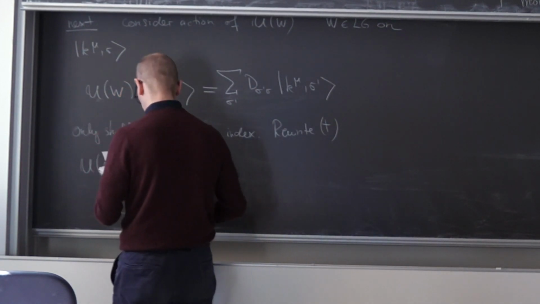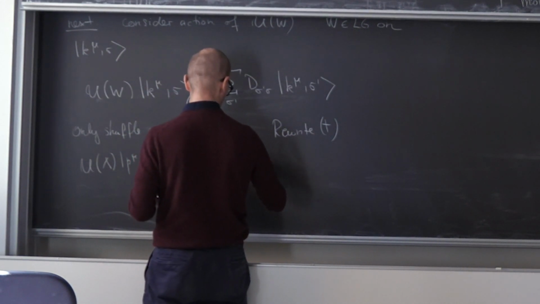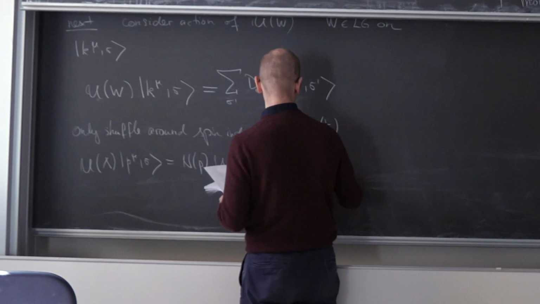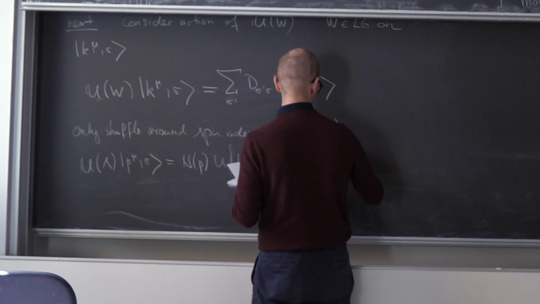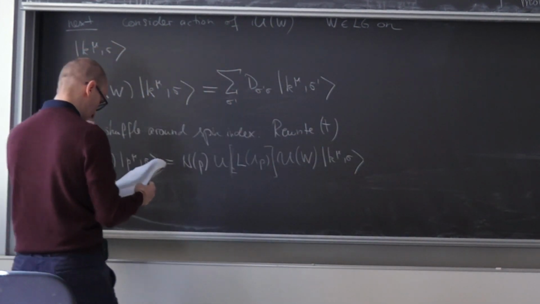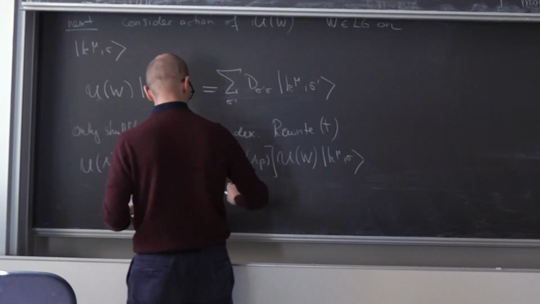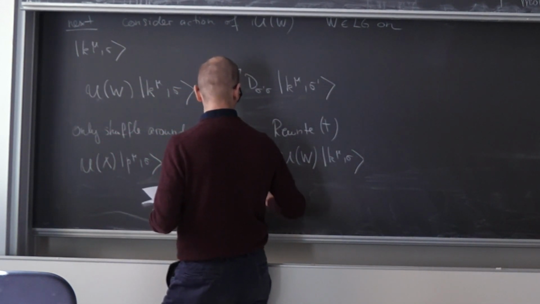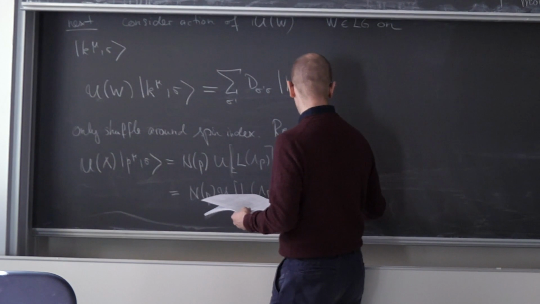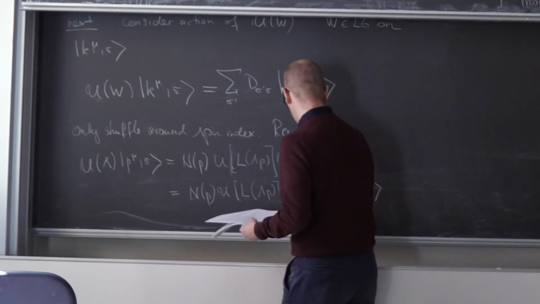We have this pesky normalization factor. We have U of L of lambda p, and then we have U of our little group element, on k mu sigma, where the little group element is literally defined in this equation dagger. Of course, nothing happens to the normalization factor. I do nothing to U of L of lambda p. But this piece, we now know by definition, just gives me D sigma prime sigma, k mu sigma prime, summed over sigma prime.